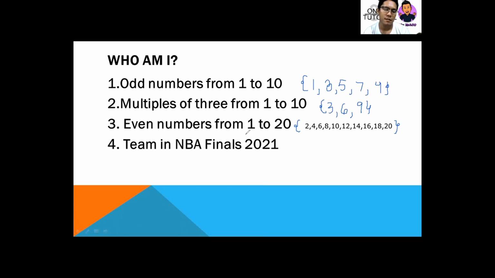Next, number 4, a team in NBA Finals 2021. This is the Milwaukee Bucks and the Phoenix Suns.